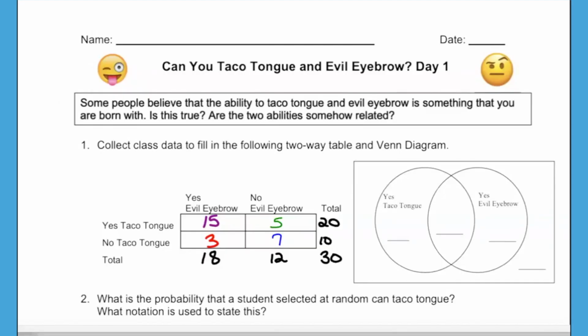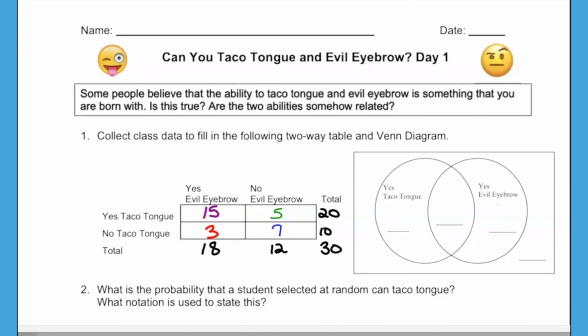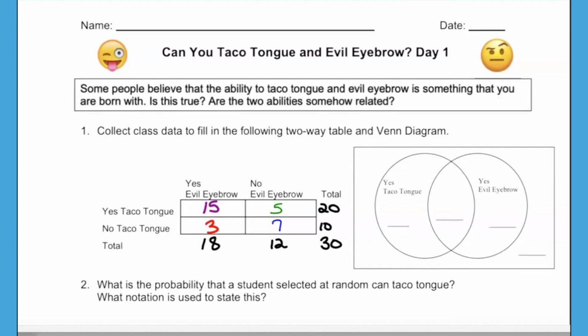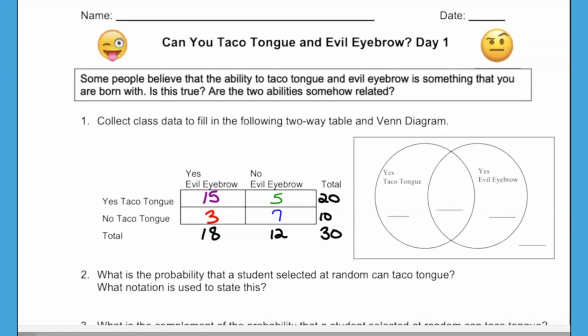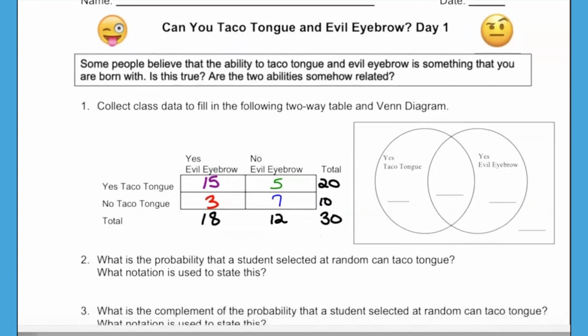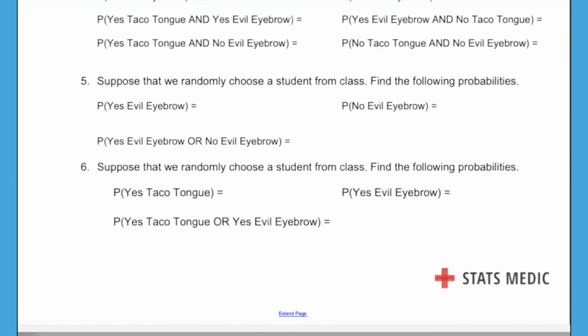Hi, my name is Wes Overton, and today we're going to preview the first probability lesson for the Algebra 1 and Probability course. The idea behind this lesson is we want students to build upon previous knowledge of working with probability from 7th grade, and they're going to get an informal experience working with some probabilities, and then we're going to formalize some of the vocabulary later. This lesson comes to us from statsmedic.com.